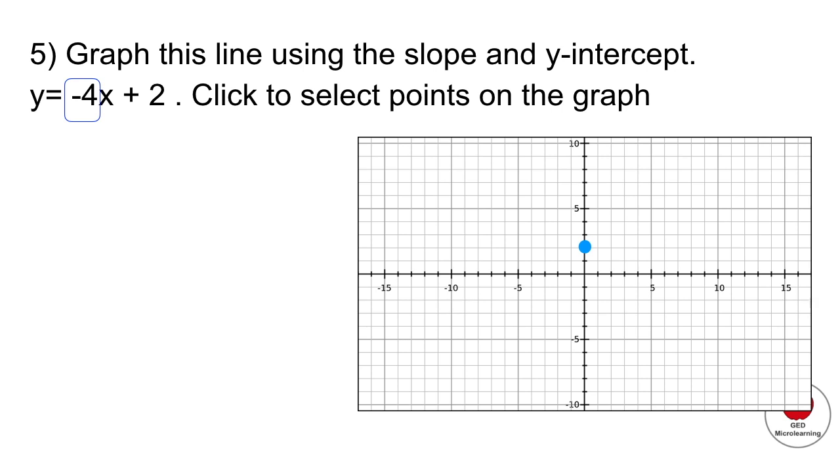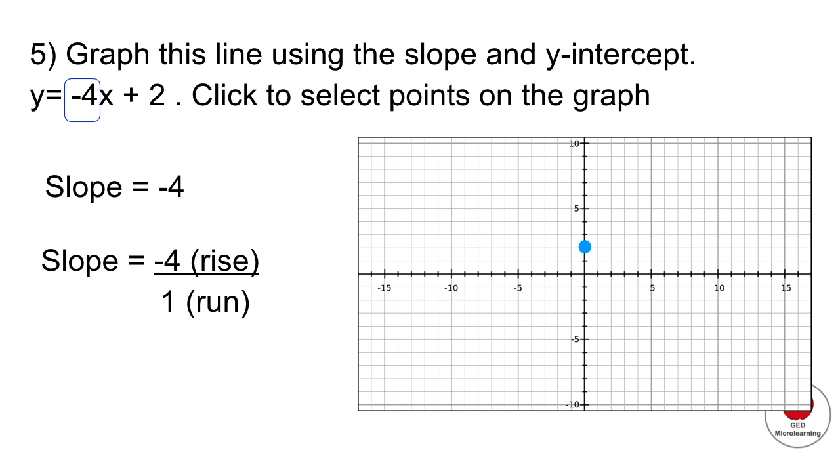The slope, we said, was the coefficient or the number in front of the x value. So in this case, we have that slope is equal to minus 4, and you can rewrite that as minus 4 over 1. Remember that the slope is the change in the vertical plane in y, which we call the rise, over the change in the horizontal or x-axis, which we call the run.